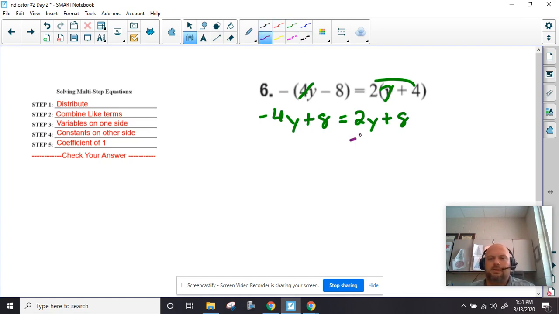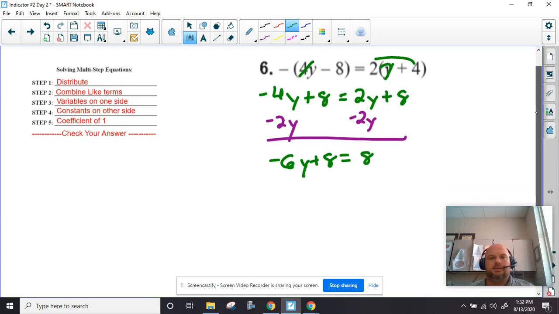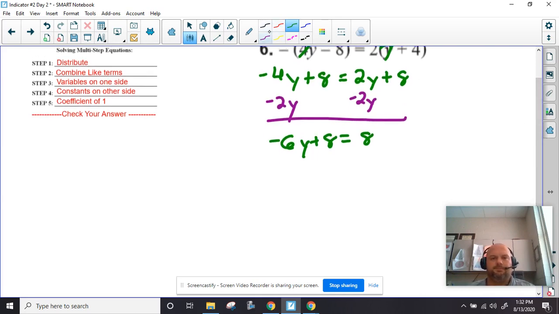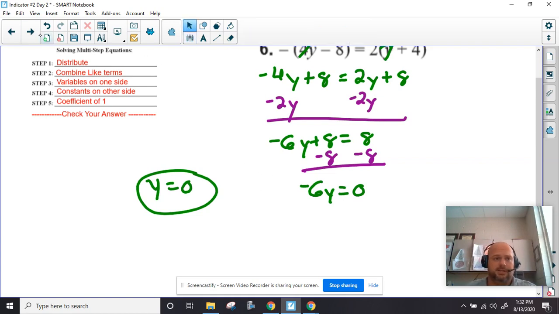Let's do purple. Variables on one side: 6y plus 8 equals 8. Constants on one side: there's 6y equals 0. Now remember, there's only one thing y could be. Anything times 0 is 0. So y equals 0. If you divide by that -6, that's fine, but most teenagers will not do that. I won't even do that. I'm far from a teenager. I'm 24 years past being a teenager.